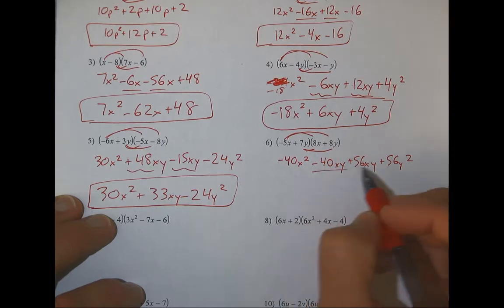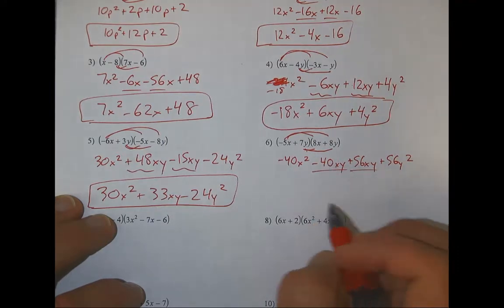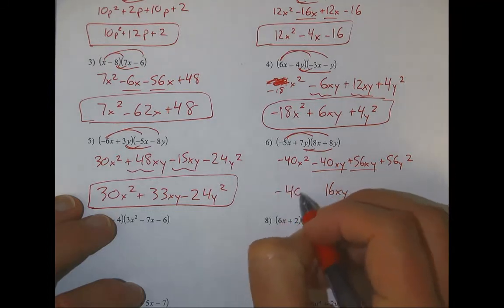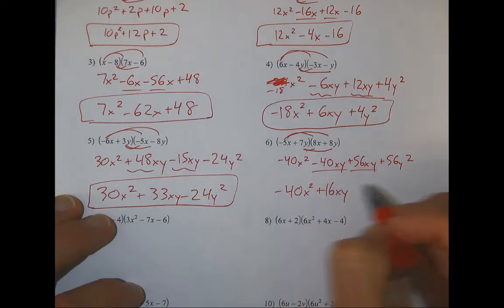So this and this can go together. That's positive 16xy. Everything else comes down. Positive, so I write plus.